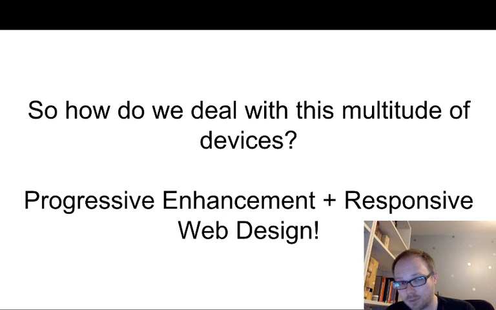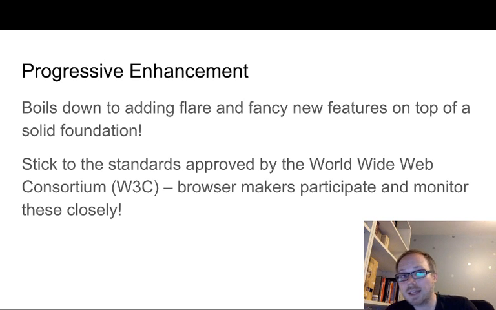One is called progressive enhancement, and one is called responsive web design. Progressive enhancement boils down to making sure that you have a strong foundation, and you add fancy features, fancy design on top of a solid foundation. And this really goes with our work on HTML this week. I talked about the trinity of web technologies and how HTML is the content. Well, we need to make sure that that content is rock solid as a foundation before we add styling or before we add JavaScript for interaction.